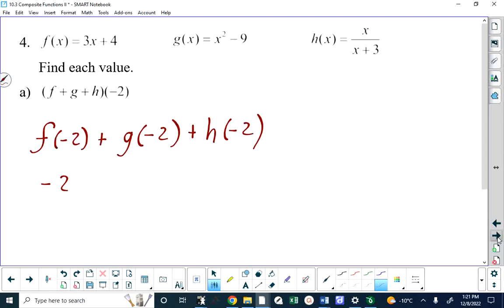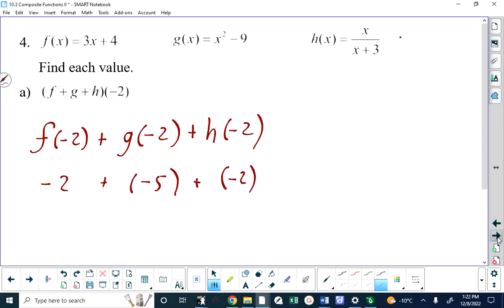You put negative 2 in for x up here. 3 times negative 2 plus 4 is negative 6 plus 4, which is negative 2. G of negative 2, you would show this on an exam, but you put negative 2 in for x in g. Negative 2 quantity squared is positive 4. 4 minus 9 is negative 5. Do you get my idea here that I'm not going to write down every substitution, but you would have to on an exam written? If I put negative 2 in for x up here, I happen to get negative 2.